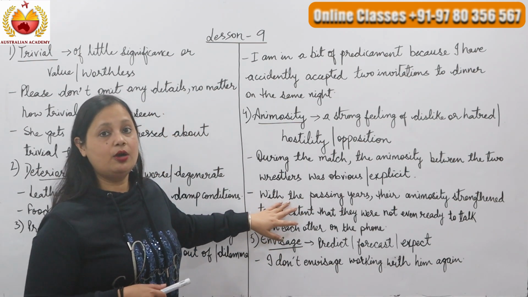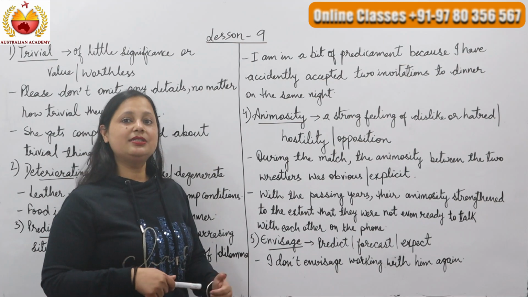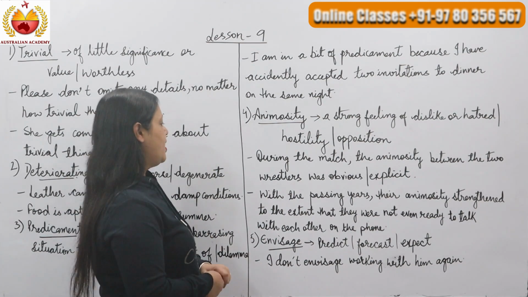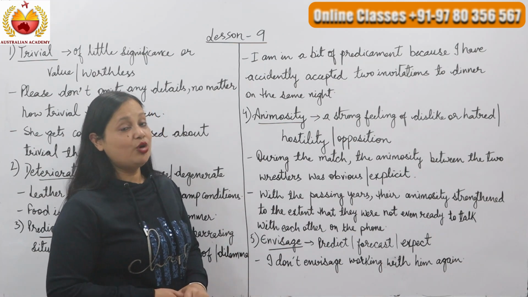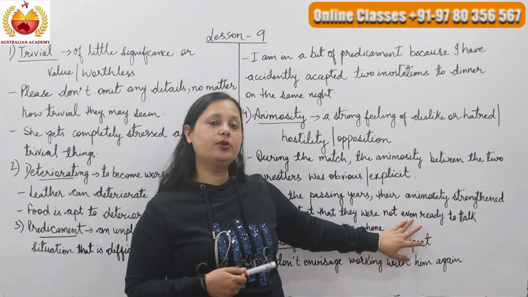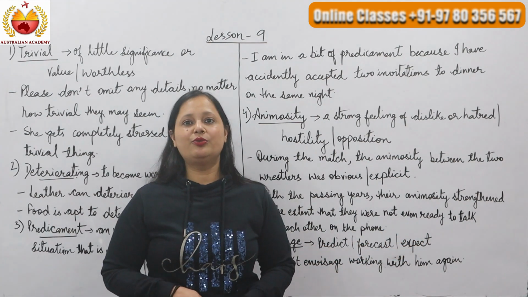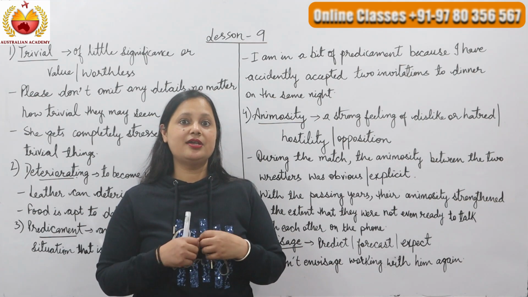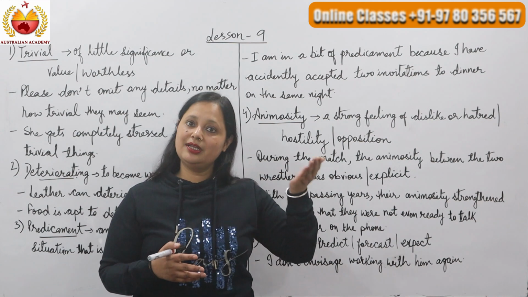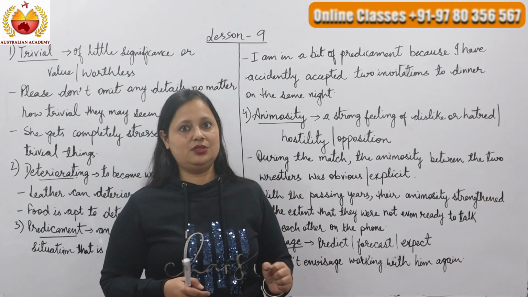Another example we have: with the passing years, their animosity strengthened. Strengthened means increased, like anything, keep on increasing with time. So with the passing years, their animosity strengthened to the extent that they were not even ready to talk with each other on the phone. So earlier they were not on talking terms, and now it has strengthened that much. It has reached an extent that they are not ready to talk on the phone as well.